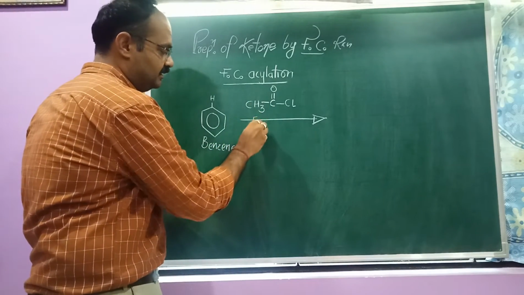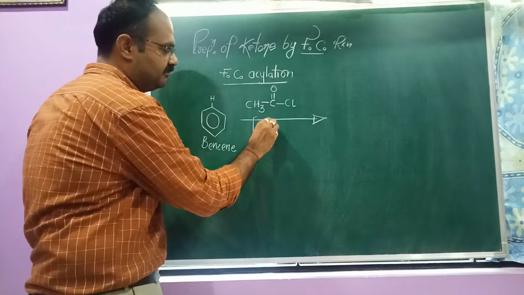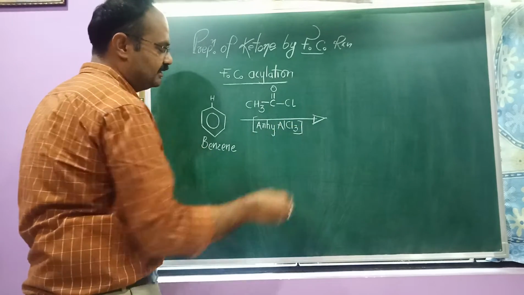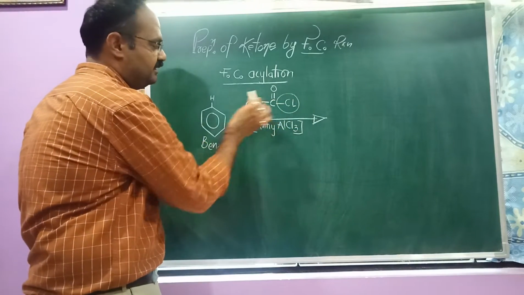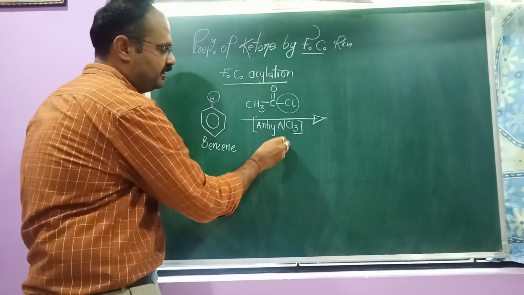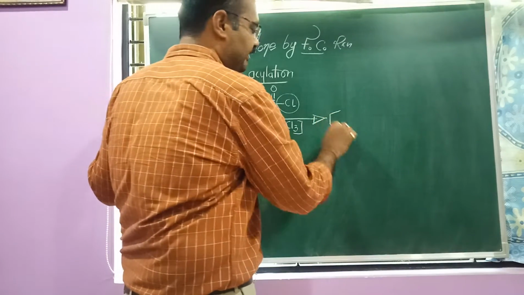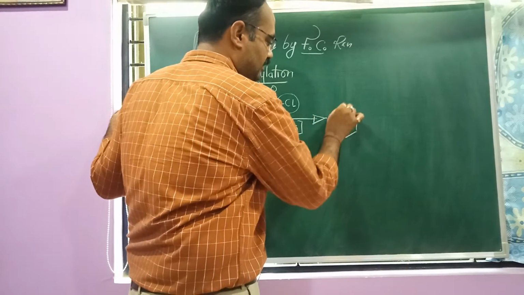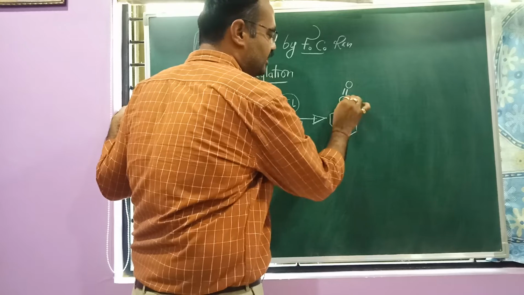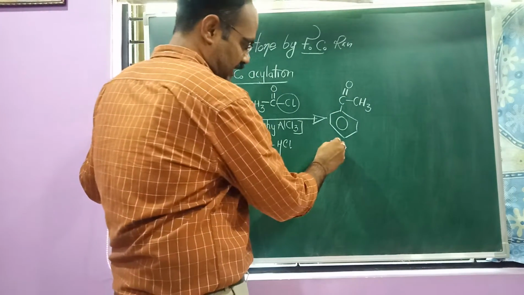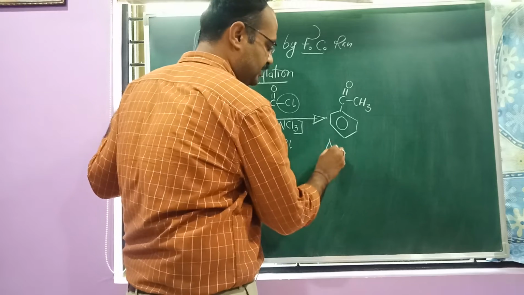In this reaction, anhydrous aluminum chloride is used as a catalyst. Cl- and H+, the byproduct is HCl. So the benzene ring containing COCH3, the name of this compound is acetophenone.